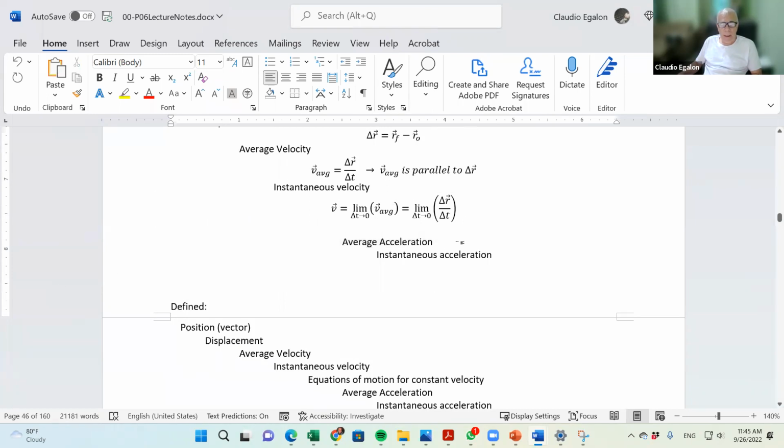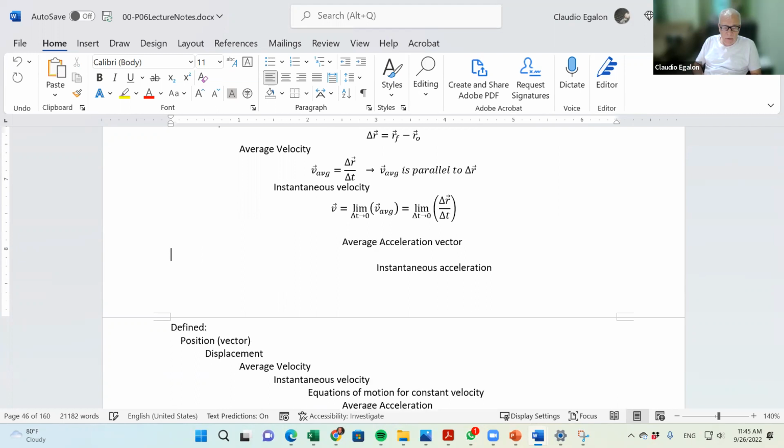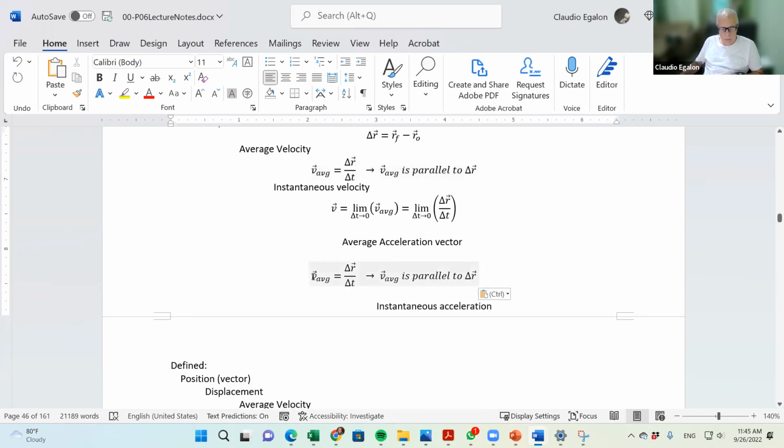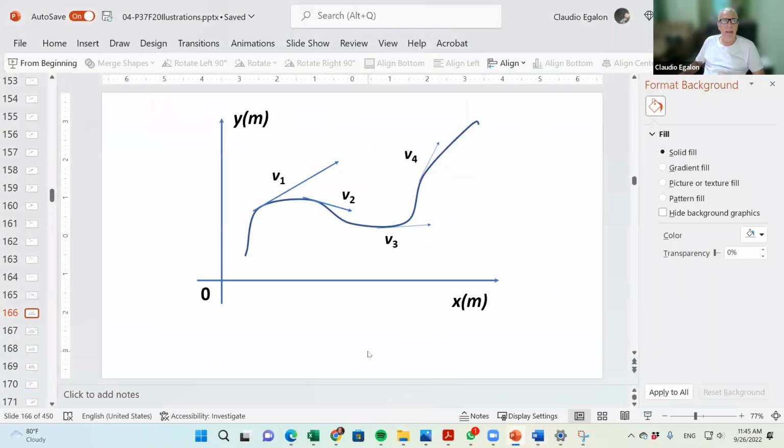Average acceleration vector has the same one-dimensional definition. And what's that going to be? Here you go. Average acceleration vector is going to be delta V over delta T. So what does it mean? It means that average acceleration is parallel to delta V. Then we're going to talk about the instantaneous acceleration, but let's picture how it looks in this graph.